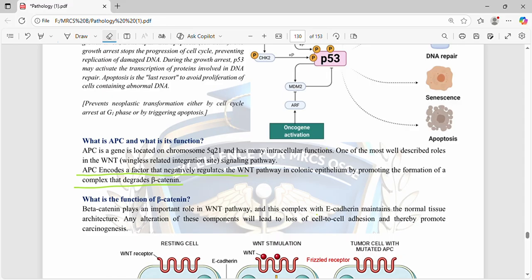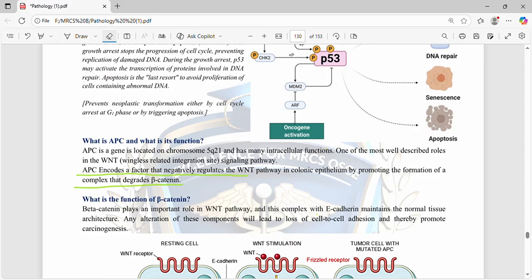Every gene produces a protein. So the APC gene also produces a protein, which combines with some other factors and forms a complex which is a destroyer or terminator for the beta-catenin, because beta-catenin always signals the nucleus to divide or to grow. That's why it keeps a check on the beta-catenin function.